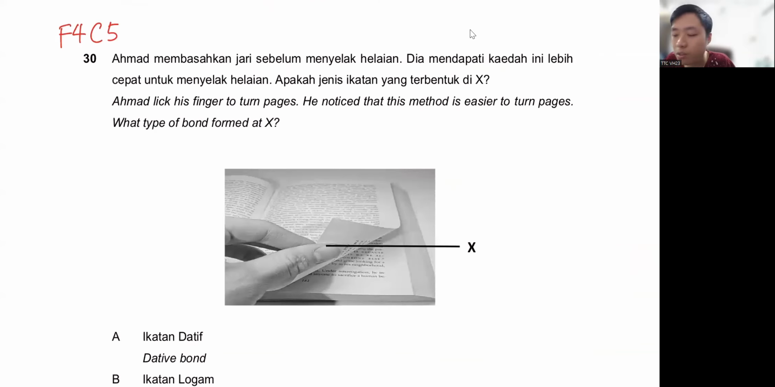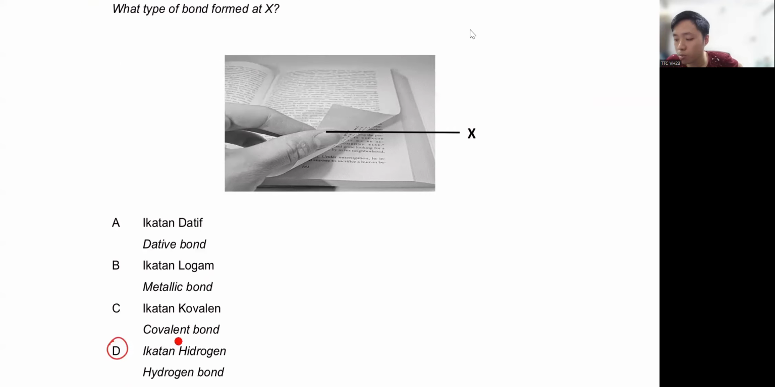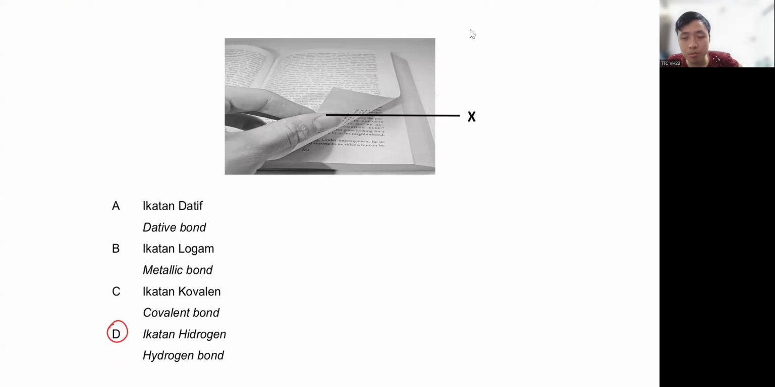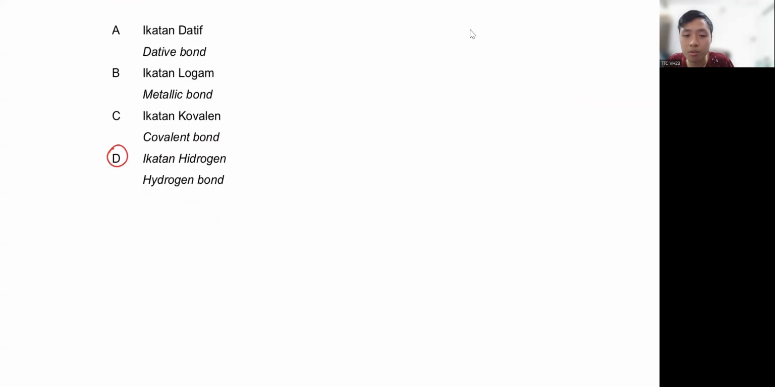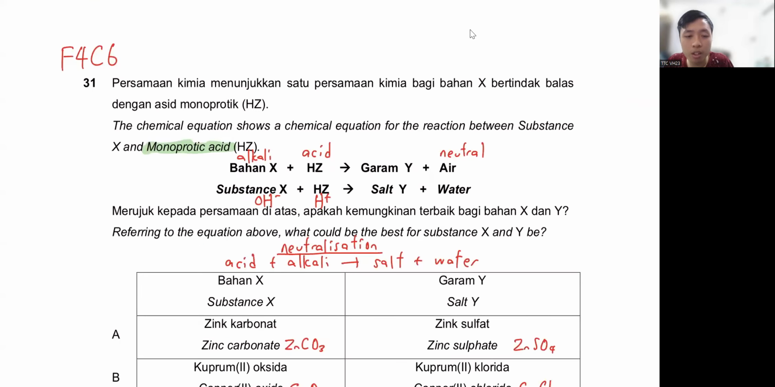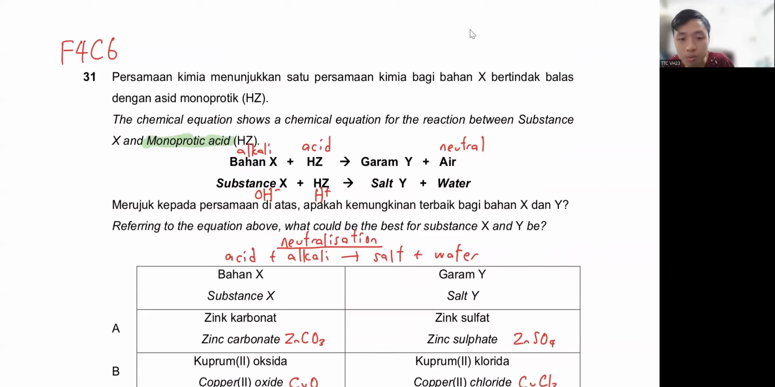Question 30 is from Chapter 5. When they say the hair is wet, or you want to flip the pages, this is related to only one thing. It's related to hydrogen bond. Because wet hair contains water, and water contains hydrogen bonds. Or you want to use your saliva to flip the pages, same thing. Saliva also contains water.